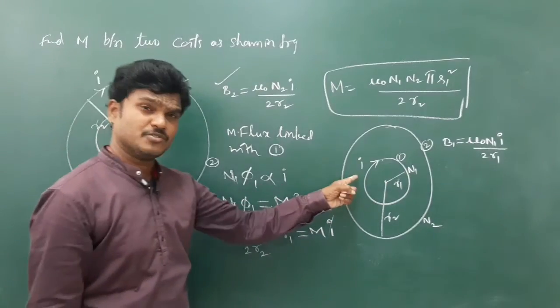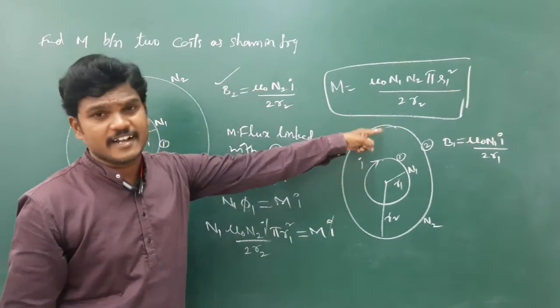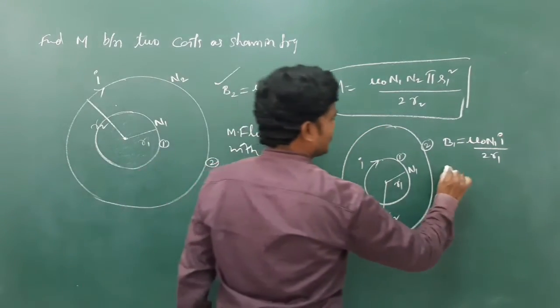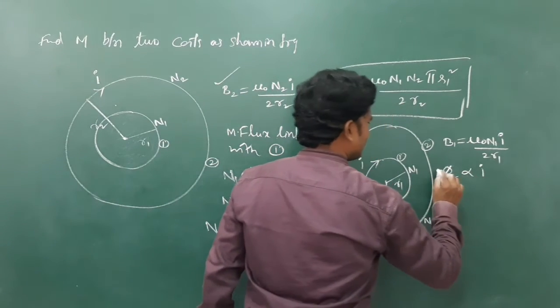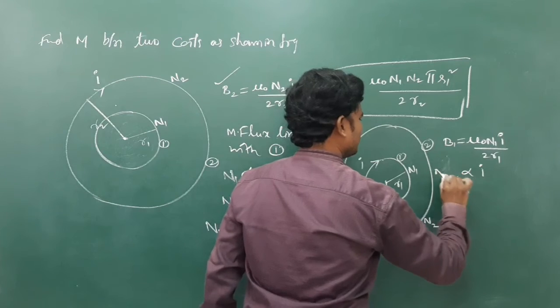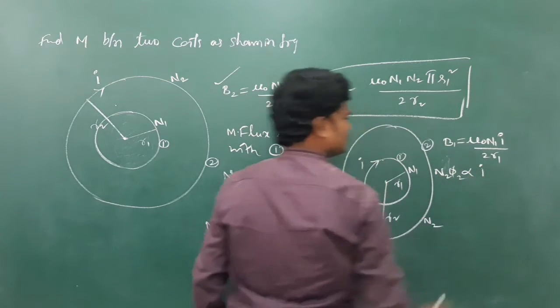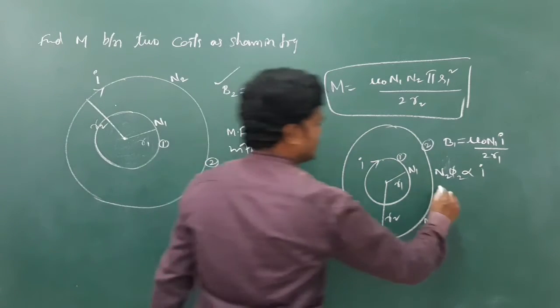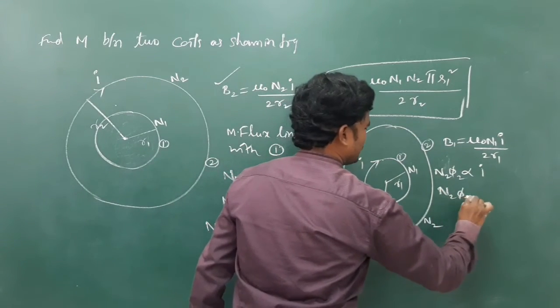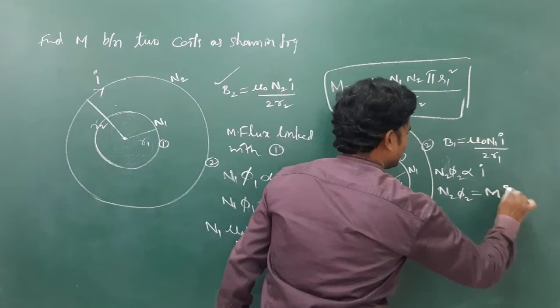And this current is proportional to the flux in the secondary. What is the flux in the secondary? Phi 2 is proportional to I, and if the number of turns N2 is given, N2 phi 2 is proportional to I. And N2 phi 2 is equivalent to MI.